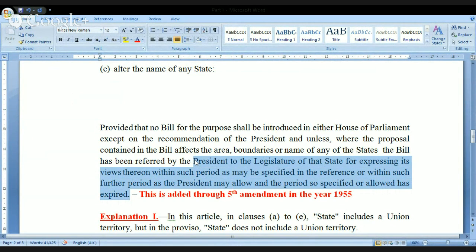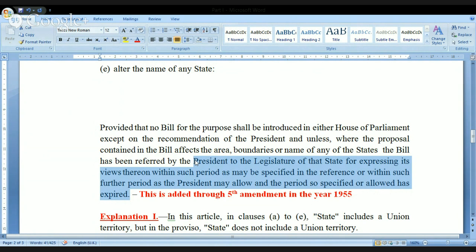Kindly remember this. Here, the mere expression of the views of the states is mentioned, but whether these expression of the views are binding on the president or not is not explained. Because they have not said it is binding, hence it is not binding on the President of India. Meaning, at the ultimate stage, if the central government decides, if the parliament decides to form a new state, it can form a new state.